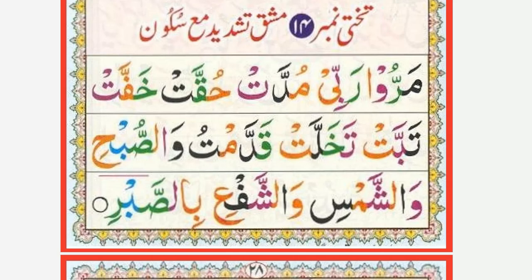Meem ra zabar mar, ra waw pesh ru, marru. This alif is just for writing, not for reading. Ra ba zabar rob, ba ya zir bi, robbi.